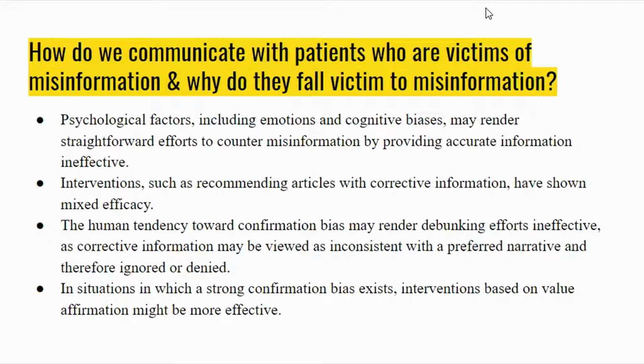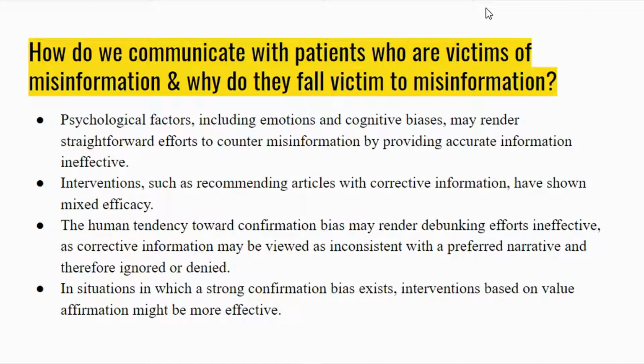The studies have shown as well that even things like recommended articles with correct information, they have mixed efficacy. Some people will be a bit more open to them. Some people will take the time to read sources of information that counter their current belief system. But a lot of people will just fall into that mistrust category, and they won't want to entertain the thought that they could be wrong. And that's a big factor to overcome.